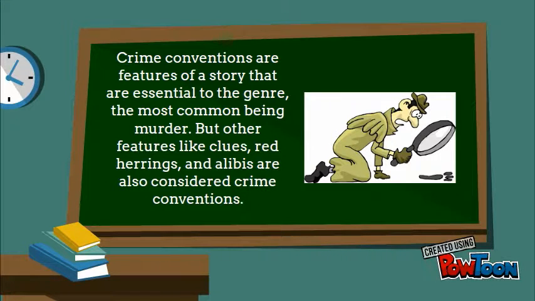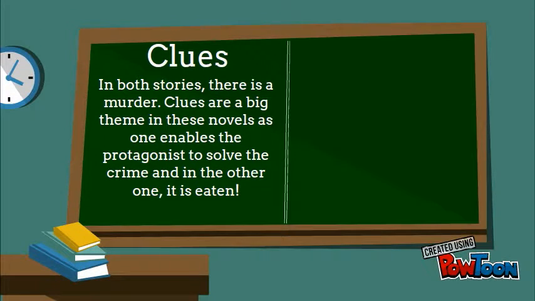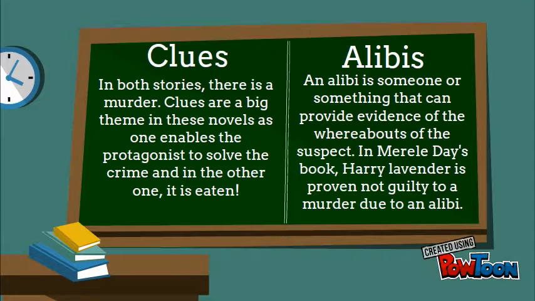Crime conventions. Crime fiction conventions are features of a story that are essential to the genre, the most common being murder, but other features like clues, red herrings, and alibis are also considered crime conventions. In both stories there is a murder. Clues are a big theme in these novels, as one of them enables the protagonist to solve the crime, and in the other one, it is eaten. An alibi is someone or something that can provide evidence of the whereabouts of a suspect.